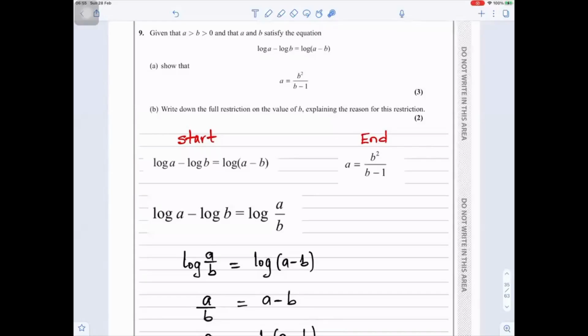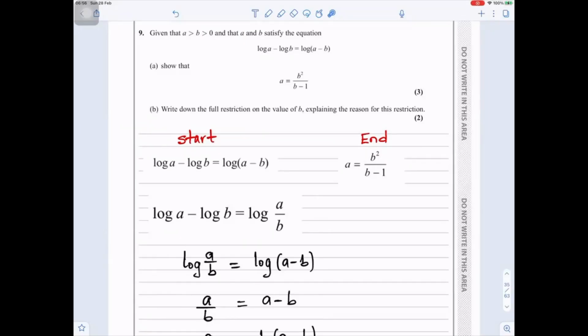Question number 9. Given that A is greater than B is greater than 0, and that A and B satisfy the equation, show that A is equal to B squared over B minus 1. So we start with log A minus log B is equal to log of A minus B, and that's where we want to end. The way you do this kind of question, you look at where you start and where you end. What do you see in the start and what do you see in the end? So that you can start to know what you can change.